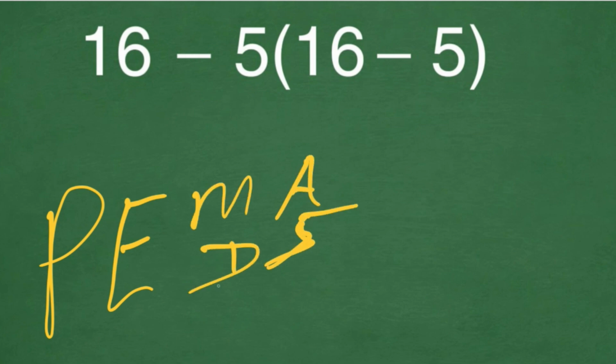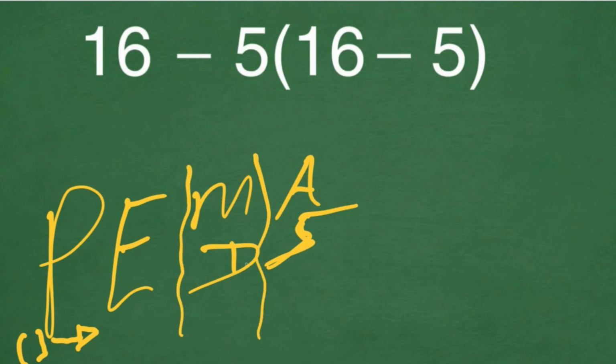So according to the rule PEMDAS, P stands for parentheses, E stands for exponent, M and D stand for multiplication or division, A and S stand for addition or subtraction. According to this rule, the first thing we need to solve is parentheses, right? Parentheses are the first thing to solve, and then after we solve the parentheses, we have to move to exponents, right? So exponents are the second thing to solve, and after we solve all the exponents, we are allowed to move to multiplication or division, and then finally we solve addition or subtraction.